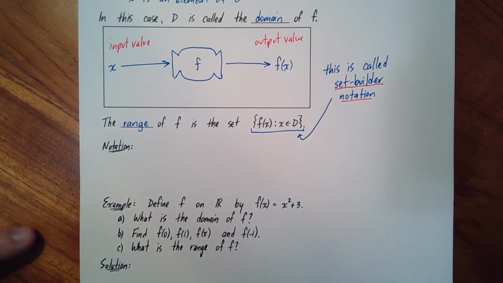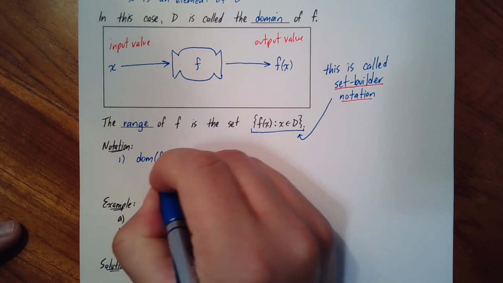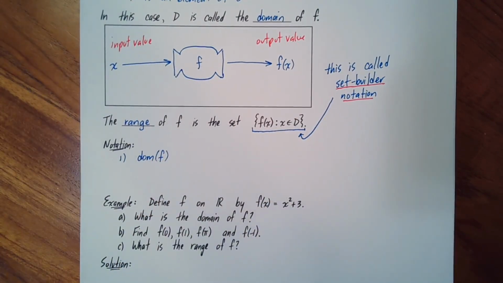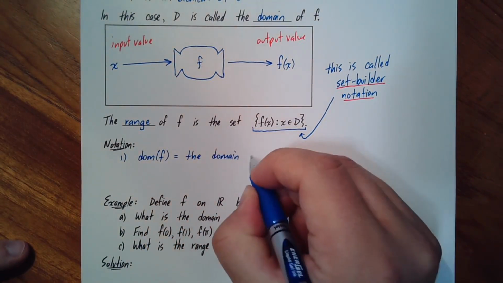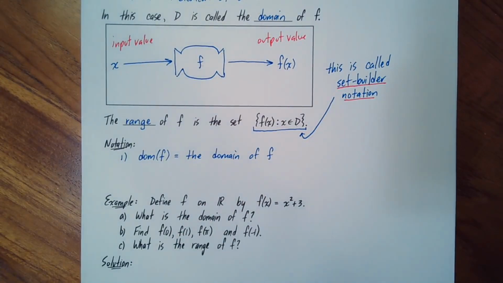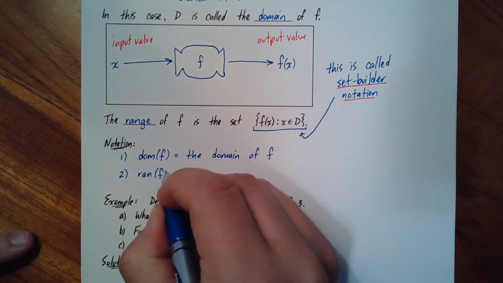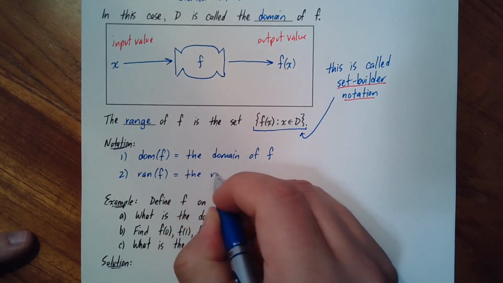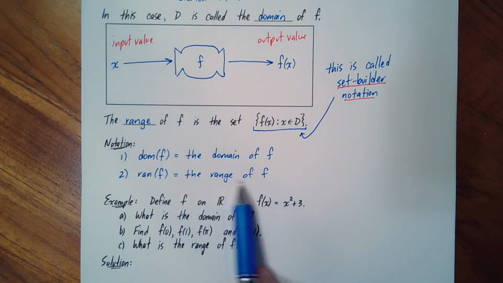Some notation just to make your life easier. The first one is if you want to write down the domain of a function, you can just abbreviate it with DOM. So DOM of f just means the domain of the function f. And then there's a similar thing you can do for the range. If you want to write down the range, you can write RAN of f for the range of f. So you can see this is a lot easier to write than this phrase here. It just gives you a way to make things more brief.